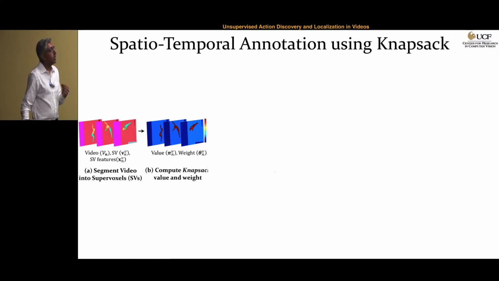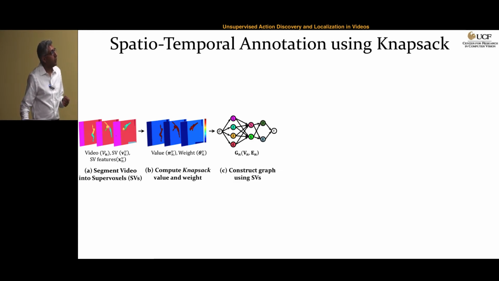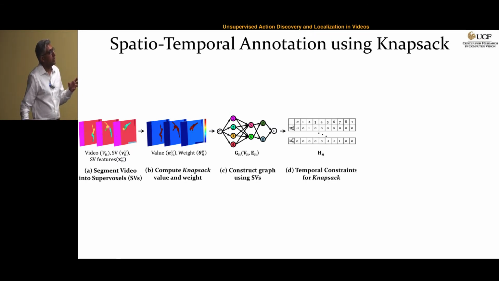Now this value tells us the action distinctness score of a particular supervoxel belonging to the foreground action. And the weight is the volume of that particular supervoxel in a video. Now once we have the knapsack value and weight, we construct a directed acyclic graph using these supervoxels, where nodes are supervoxels and edges are between spatiotemporal neighbors. Now once we have this graph, we apply knapsack optimization.